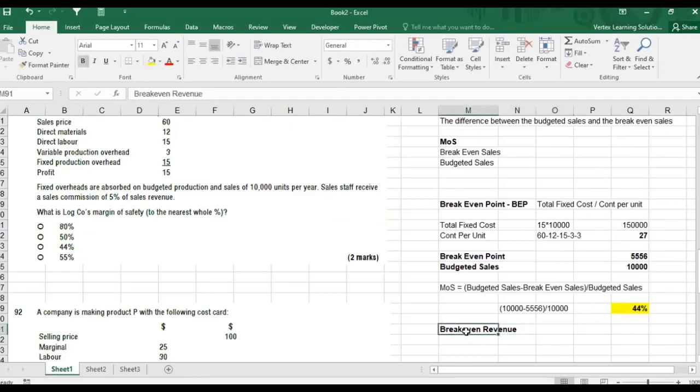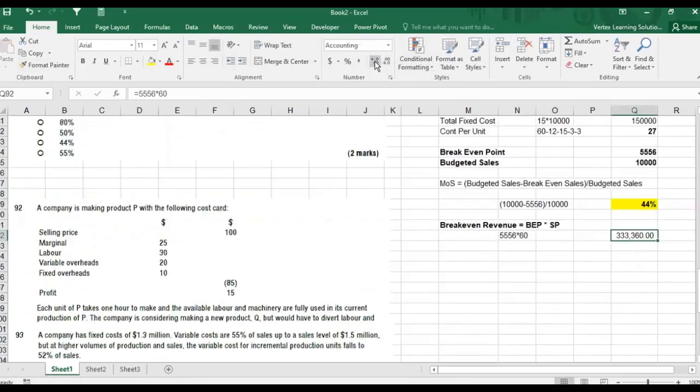Break-even revenue, the formula is break-even point multiplied by selling price. So you have break-even point as 5,556 multiplied by selling price, which is 60 in this question. So I have got my break-even revenue as $333,000. Now, what does it tell?